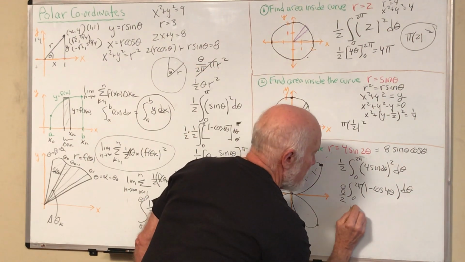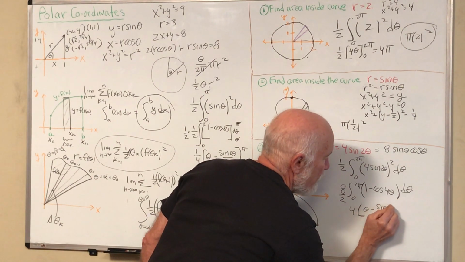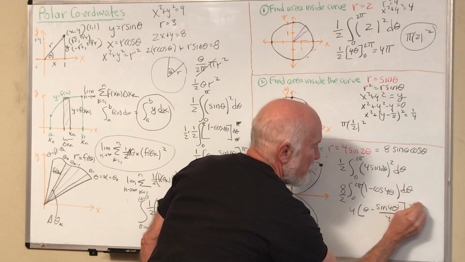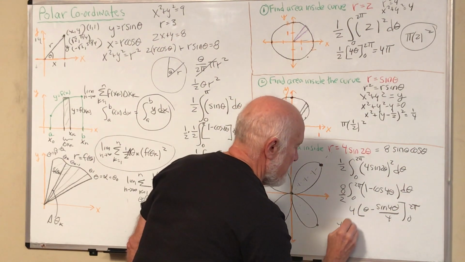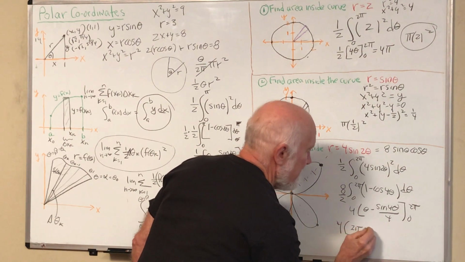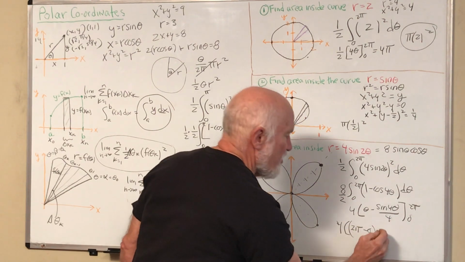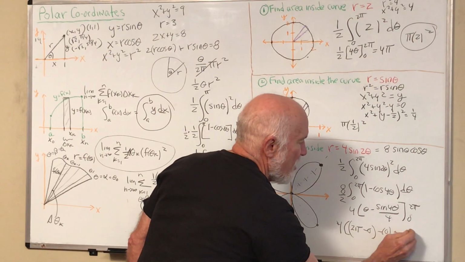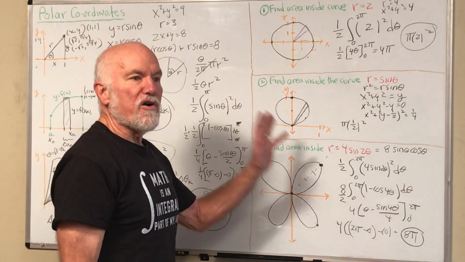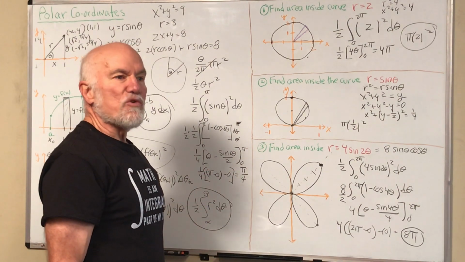So the antiderivative is theta minus the sine of 4 theta over 4 from 0 to 2 pi. So you get 2 pi, and the sine of 8 pi is 0. And when you plug in 0, you get 0. So altogether, the area inside all 4 leaves of that 4-leaf rose will be 8 pi square units.